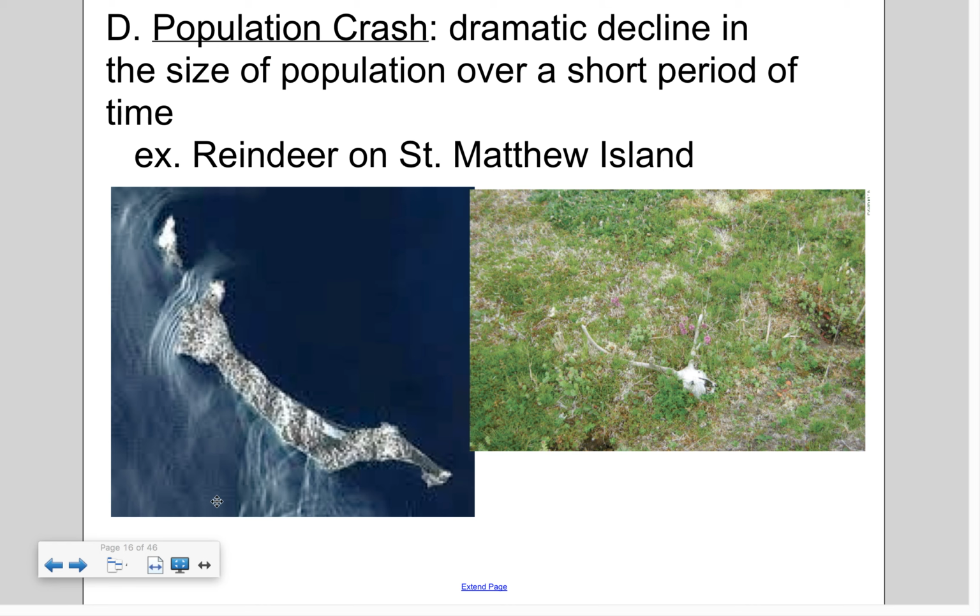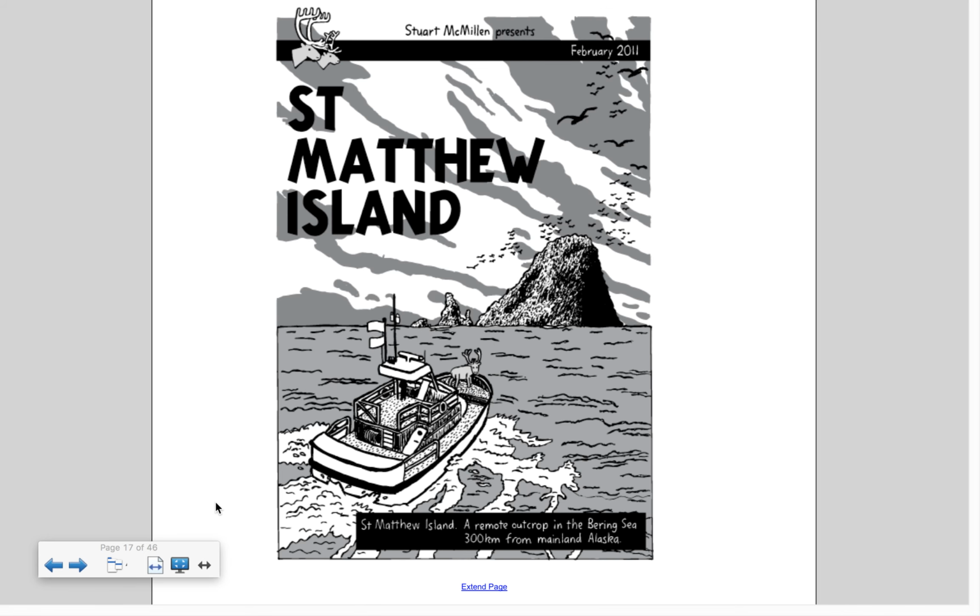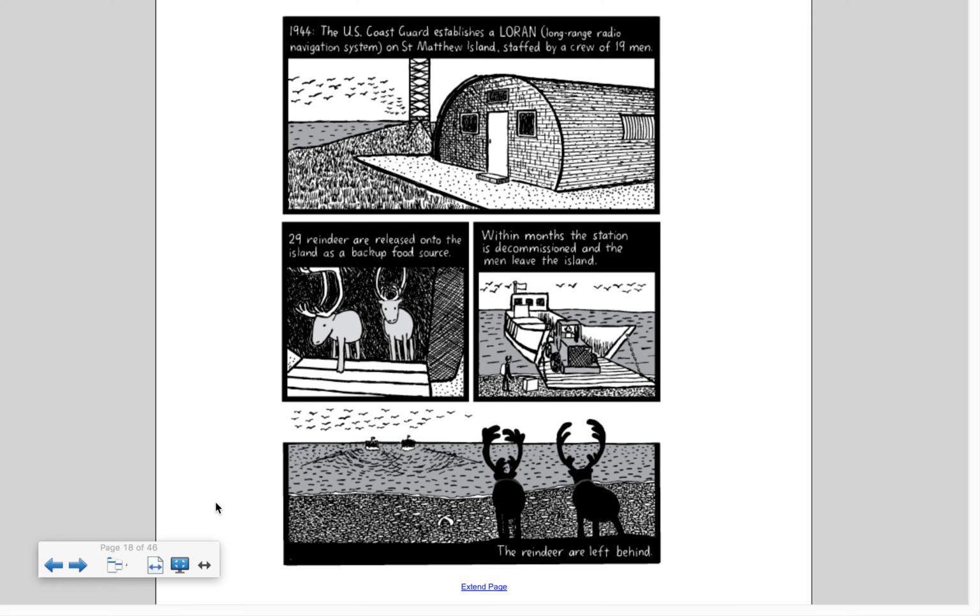However, sometimes a dramatic decline in a population can occur in just a short period of time. So I'm actually going to talk about the reindeer on St. Matthew Island, a perfect case study for logistic growth, carrying capacity, and population crash. And it's told in the story of a comic. St. Matthew Island, a remote outcrop in the Bering Sea, 300 kilometers from mainland Alaska. In 1944, the U.S. Coast Guard establishes LORAN, Long Range Radio Navigation System, on St. Matthew Island, staffed by a crew of 19 men.